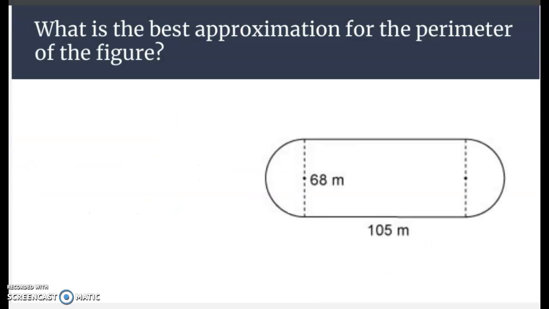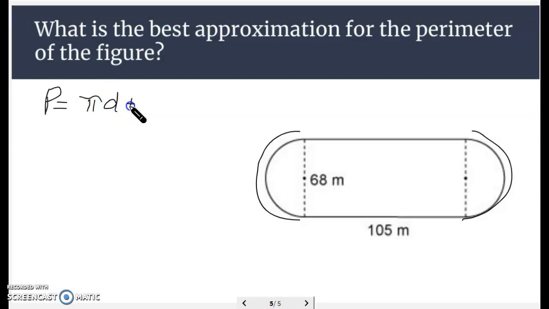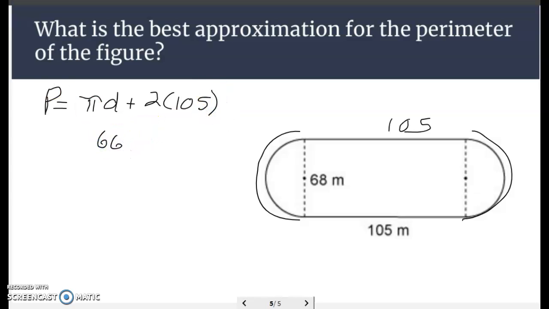And lastly, looks like a track. Best approximation for the perimeter of this figure. Notice we have two semicircles, but putting them together, we simply have one full circle. So we can use the circumference formula, pi times diameter, plus 105 here, 105 here. We have two 105s. Let's use multiplication to express that. And diameter being 68.